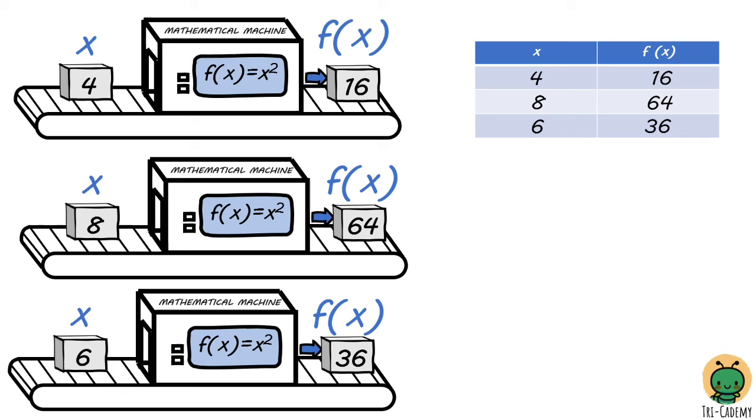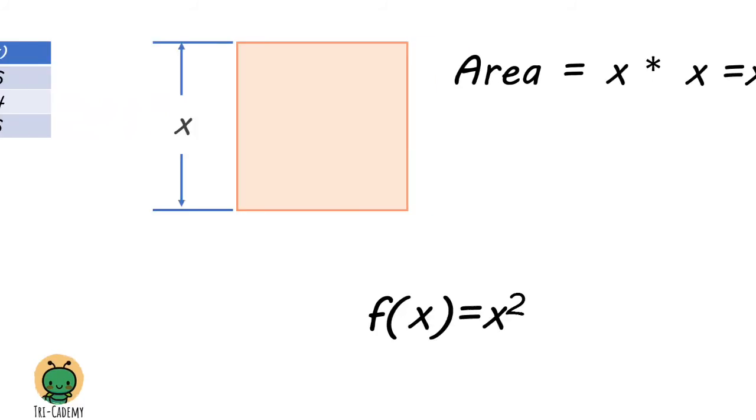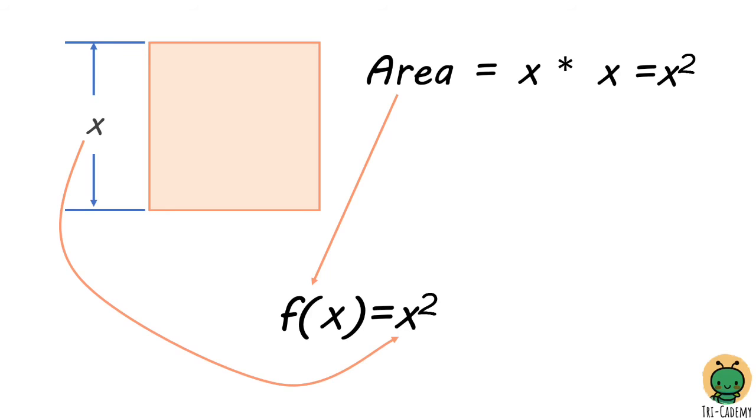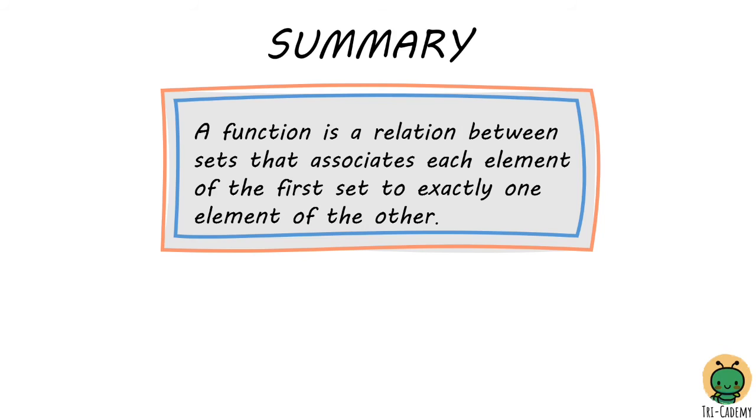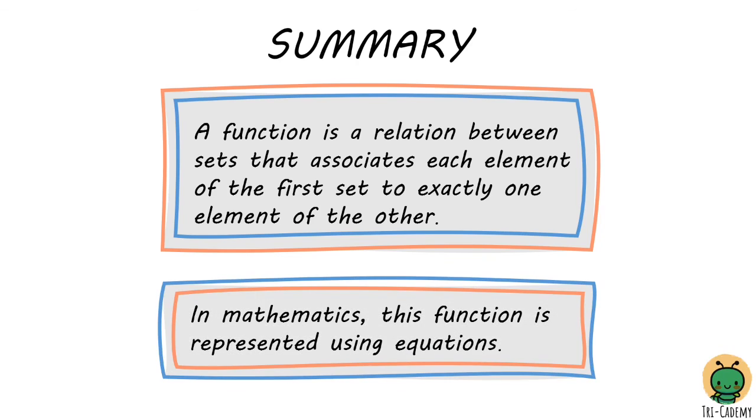As we can see, the area is a function of its side. And we represent that function as f of x is equal to x squared, wherein for every side x, we get an output of x squared as its area. So in summary, a function is a relation between sets that associates each element of the first set to exactly one element of the other. And in mathematics, this function is represented using equations.